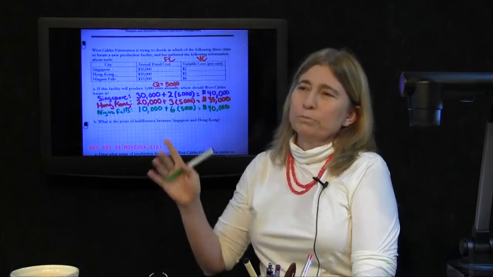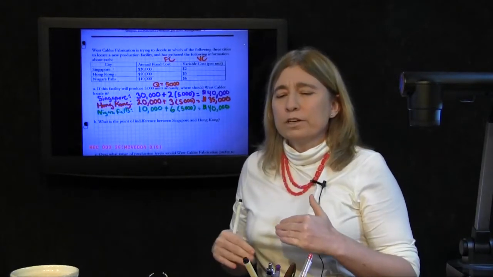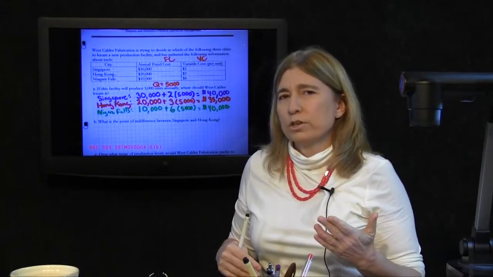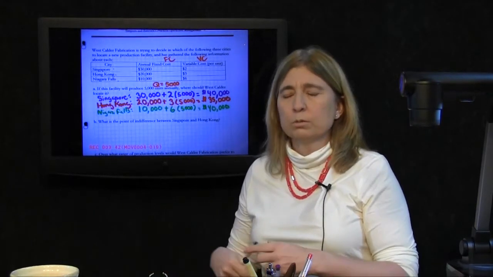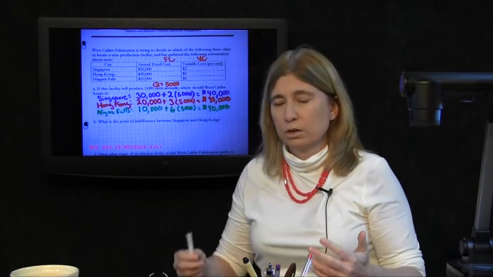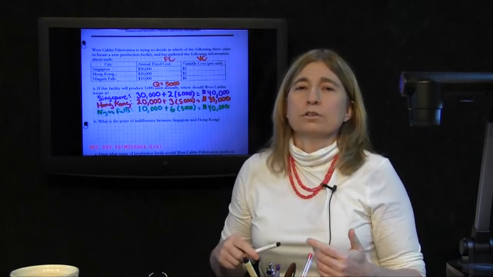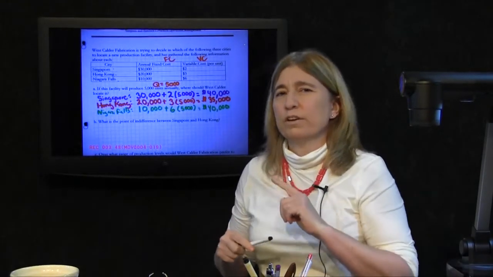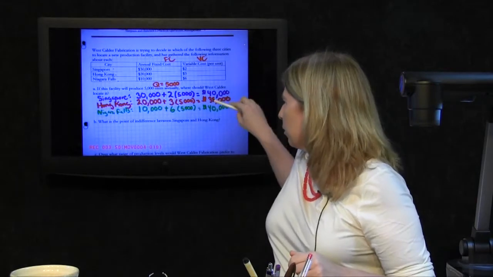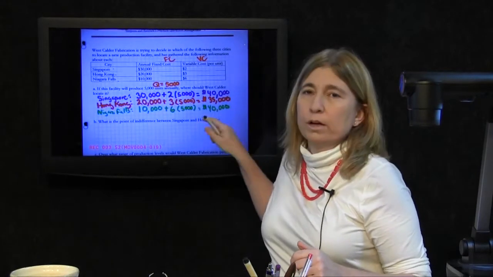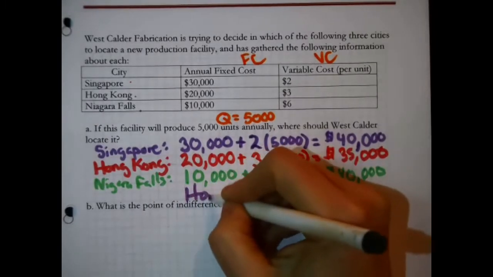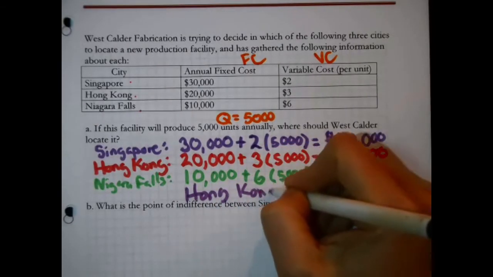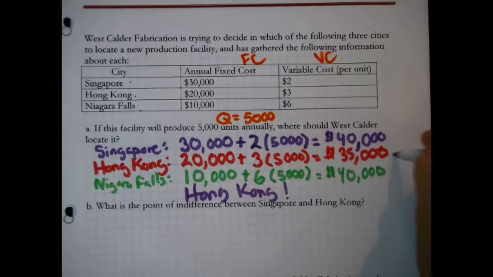But wait a minute, you're right. That really doesn't actually, though, affect the answer to the question, because the answer to the question is, where does West-Calder want to locate? And West-Calder would want to locate at the lowest cost location, and the lowest cost location at Q equal 5,000 is neither one of them, right? 35,000 is the smallest number we have up there, so that makes it the answer to this particular question. They would want to locate in Hong Kong, because it's the smallest number.